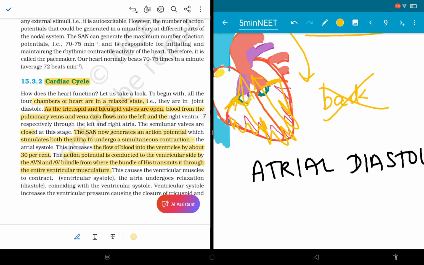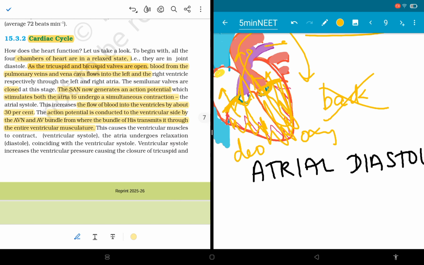Instead, the semilunar valves will get opened. That is the main purpose of the valves, right? So the backward flow is prevented. So blood will not flow to the atrium because of the closure of these valves. Only the semilunar valves will open, and through the semilunar valves, the deoxygenated blood from the right ventricle goes to the pulmonary artery to the lungs for purification, and oxygenated blood which is collected in the left ventricle moves through the semilunar valves to the aorta to be distributed through the body. So this is what happens in your ventricular systole.